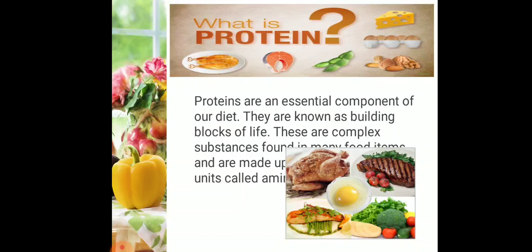What are the sources of protein? They are obtained from plants as well as animals. Important plant sources of proteins are pulses, nuts, seeds and legumes. And animal sources of protein include milk and milk products, eggs, fish, poultry and meat.